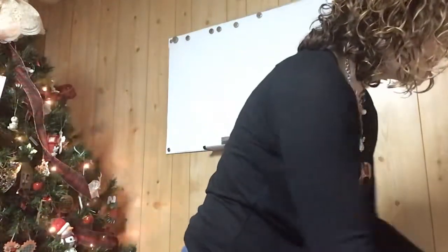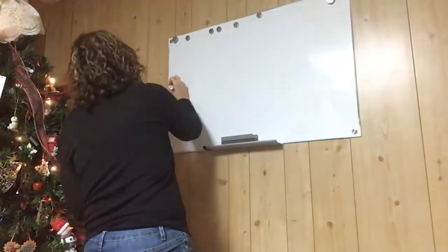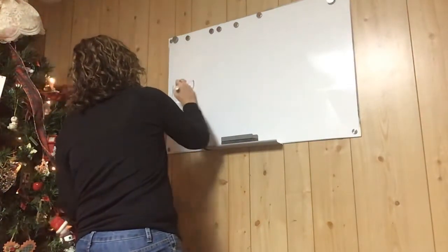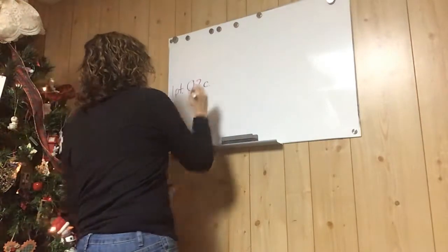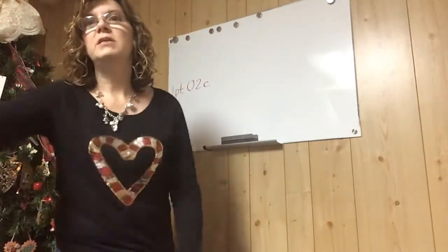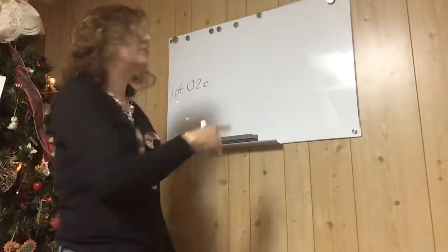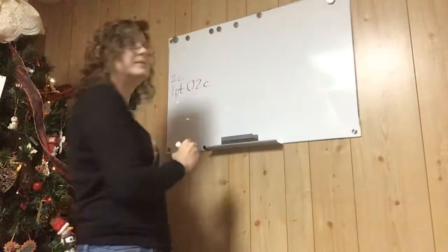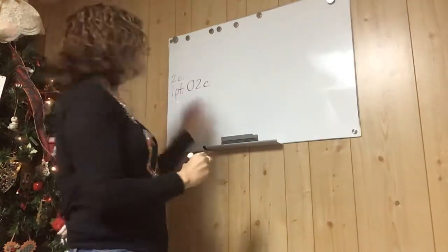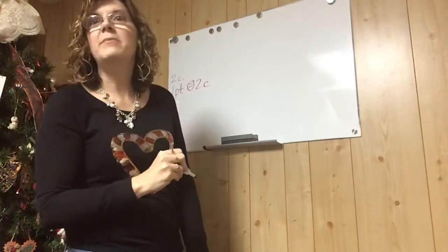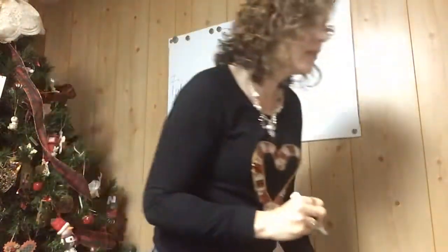All right, so the first one says 1 pint, 2 cups. And again, I am abbreviating it. 1 pint, 2 cups. All right, so we're going to change the pint. Excuse me. We're going to change the pint to cups. So 1 pint is, above it, put 2 cups, 2C. So 2 cups equal. That is the same. 2 cups and 2 cups.